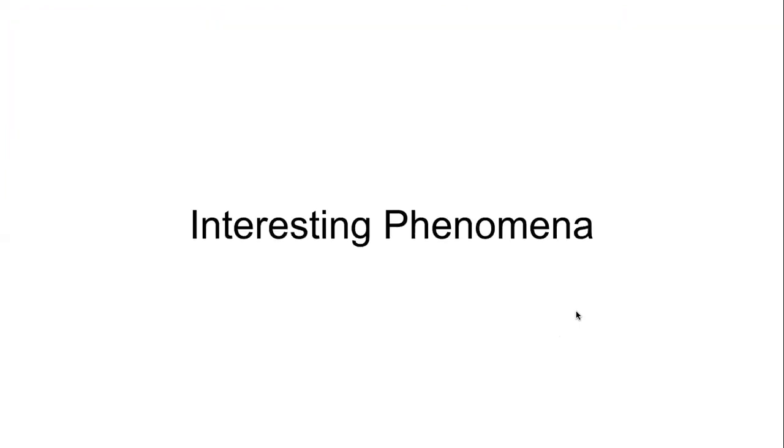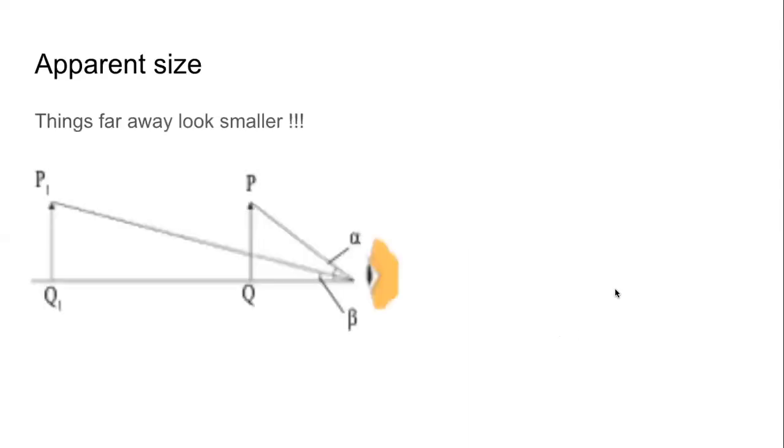Okay. If that is how our eye functions, what are these interesting phenomena? All of you must have seen them, everyone knows. If you are going to a railway station to catch a train, when you see the train which is very, very far, it looks very small. When the train comes nearer to you, it starts looking big.